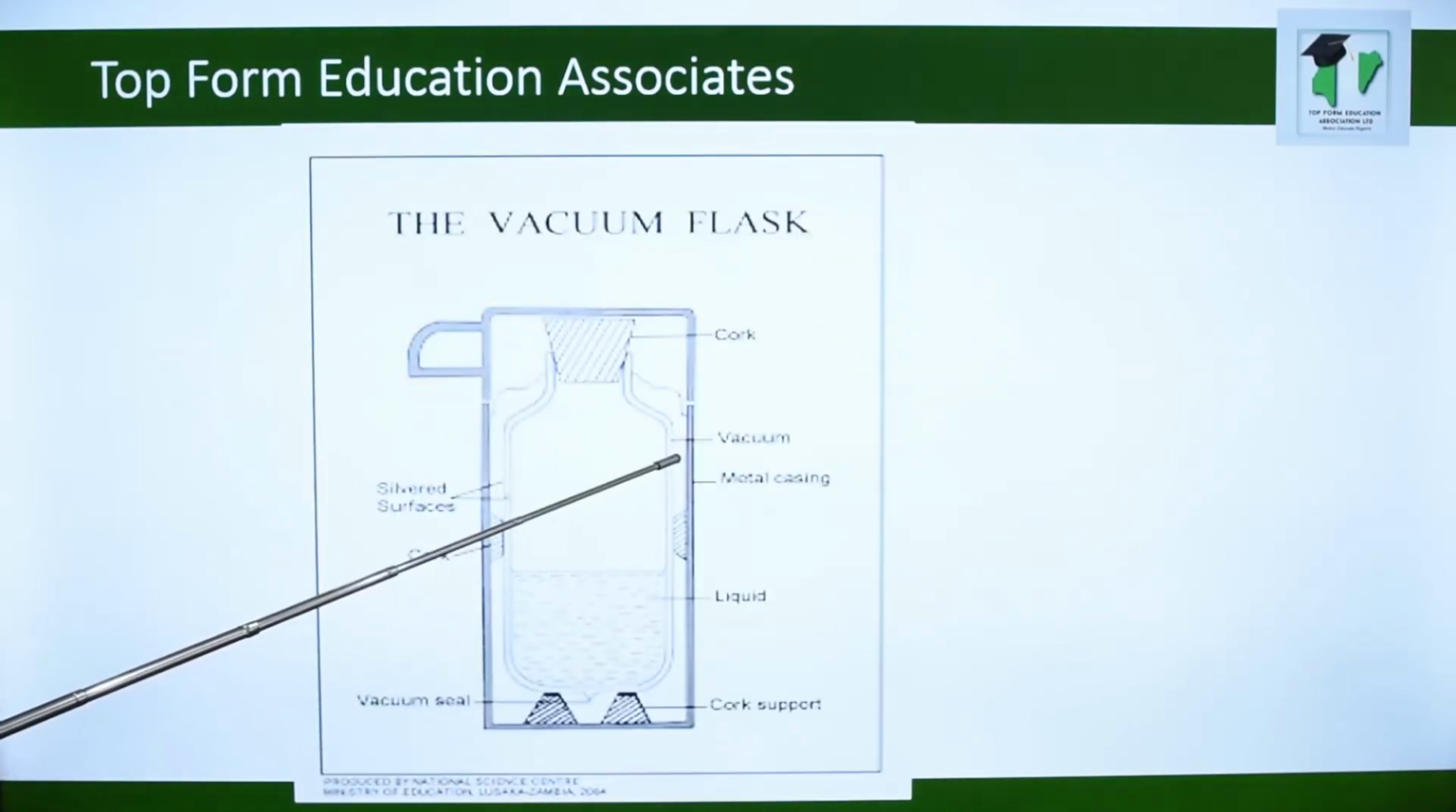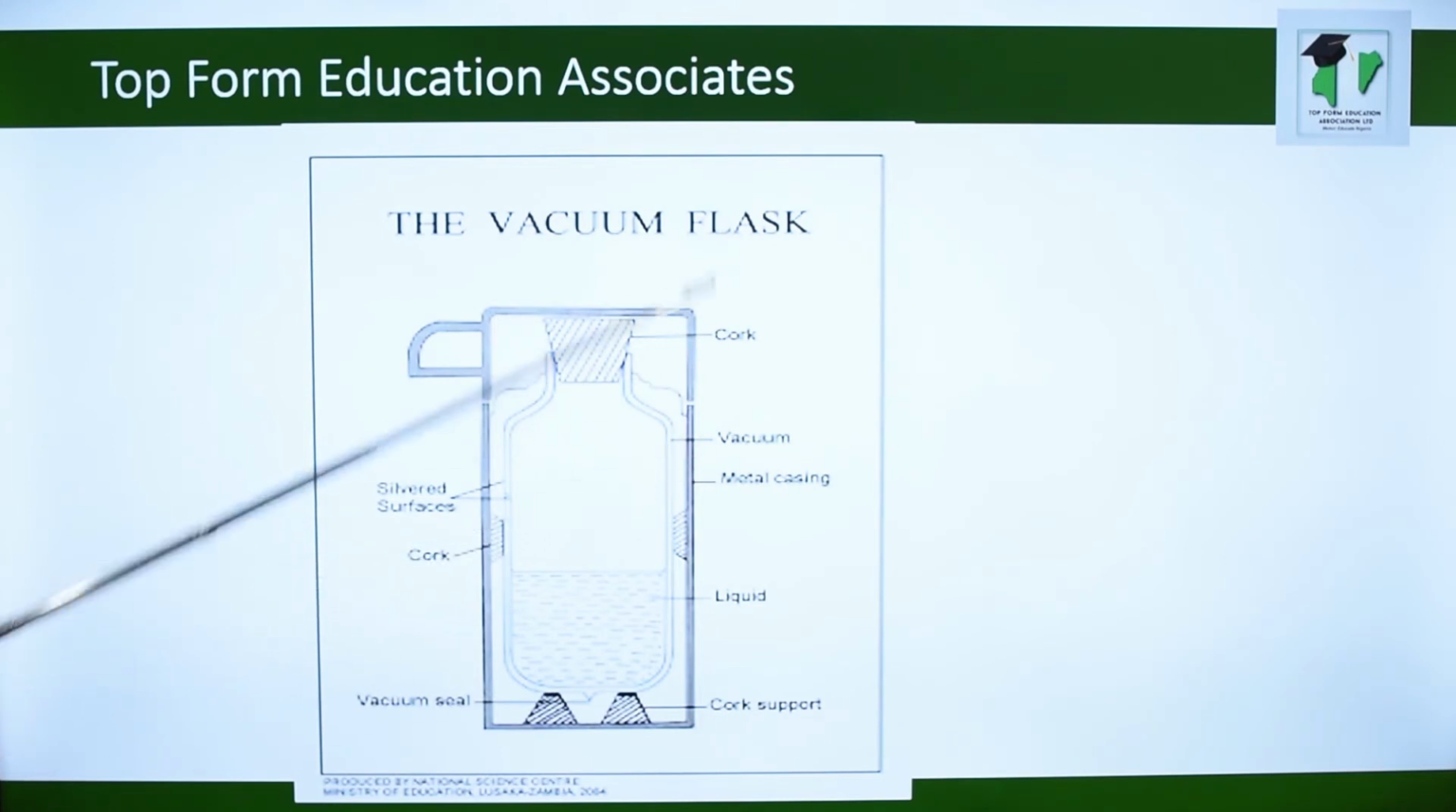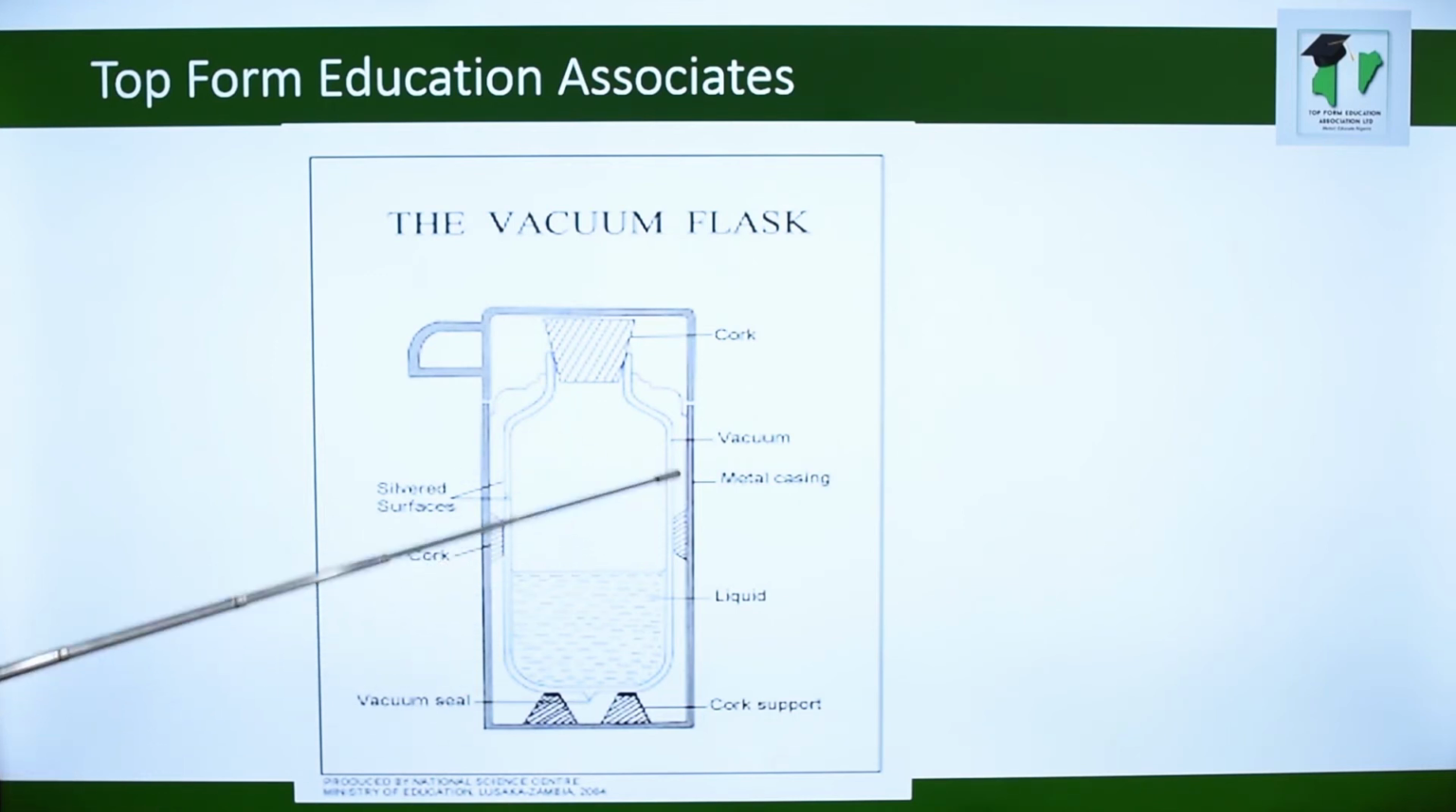Between the silver surface here and the metal casing, there's a vacuum. So there is no way heat can be lost because there's no contact. So the vacuum reduces what? Heat loss by convection, because there is no air here.